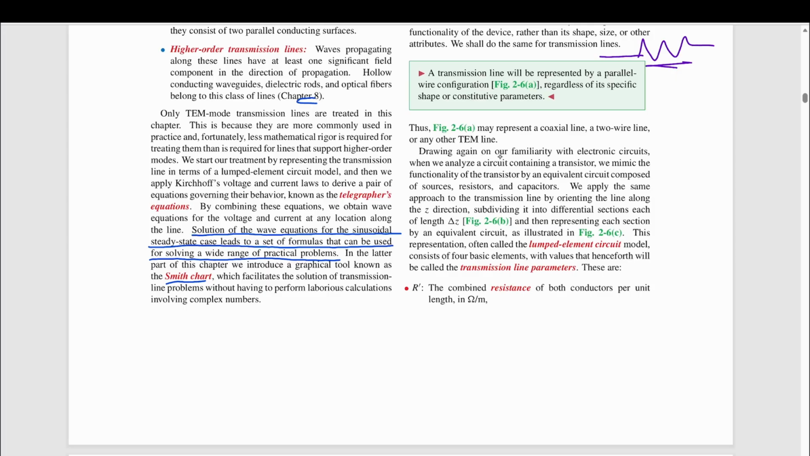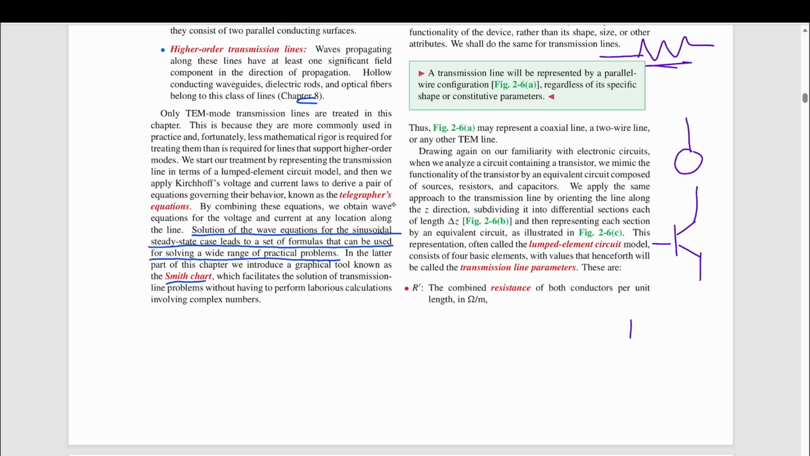Drawing again on our familiarity with electronic circuits, when we analyze a circuit containing a transistor, we mimic the functionality of the transistor by an equivalent circuit composed of sources, resistors, and capacitors. So, to be able to work with a transistor, instead of just leaving it as is in the circuit, we could model it in some other way to be able to deal with it and know what it's composed of, or its equivalence in some way.